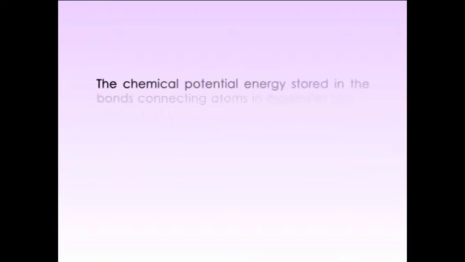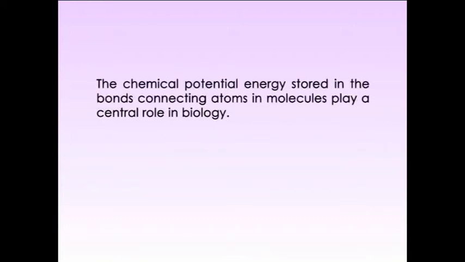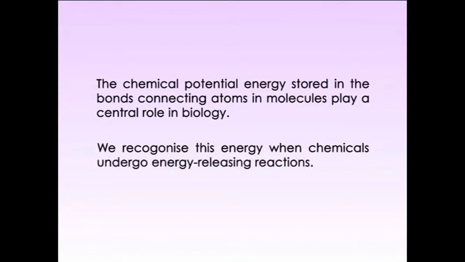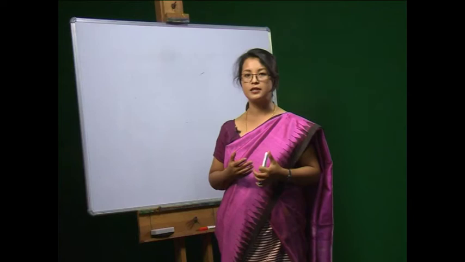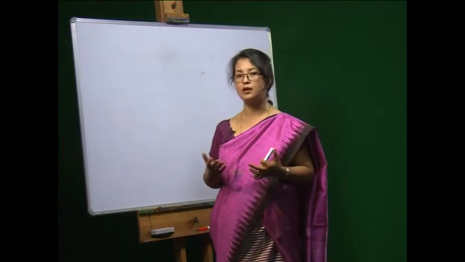The chemical potential energy stored in the bonds connecting atoms and molecules plays a central role in biology. We recognize this energy when chemicals undergo energy-releasing reactions. For example, the high potential energy in the covalent bonds of glucose can be released by enzymatic conversion in cells. This energy is harnessed by the cells to do many kinds of work.